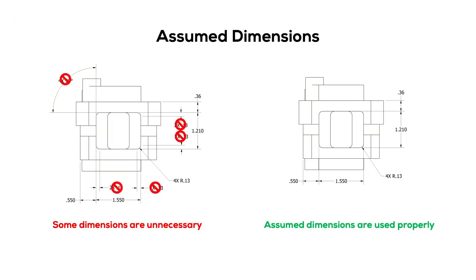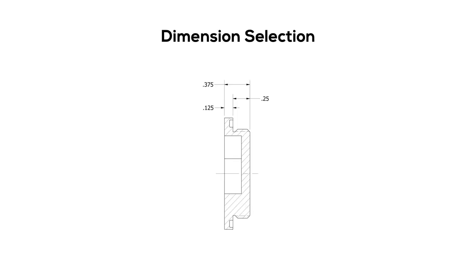If two edges meet at a 90-degree angle, you don't need to place an angle dimension. It's just assumed to be 90 degrees. Similarly, edges that appear to be tangent, like fillets, are assumed to be tangent. You cannot have multiple dimensions that conflict with each other.